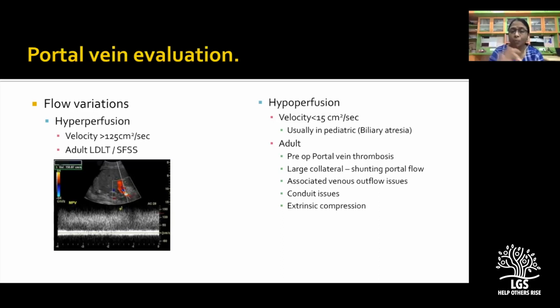Similarly, when the velocity is very low, that is less than 10 to 15 centimeters, which happens usually in the pediatric transplant. This is because in biliary atresia, the portal vein will be hypoplastic. And in adults, it happens in case of history of pre-operative portal vein thrombosis and a large portosystemic collateral, or sometimes when a portal flow modulation technique like portocaval shunt has been done intraoperatively. In this case, we have to find out the reason and we have to intervene accordingly. For example, they do a collateral ligation, or in case of portocaval shunt, they do a shunt occlusion.